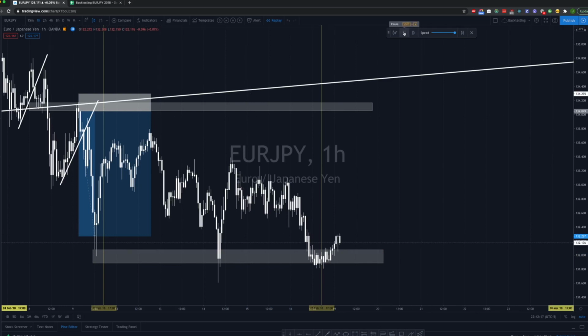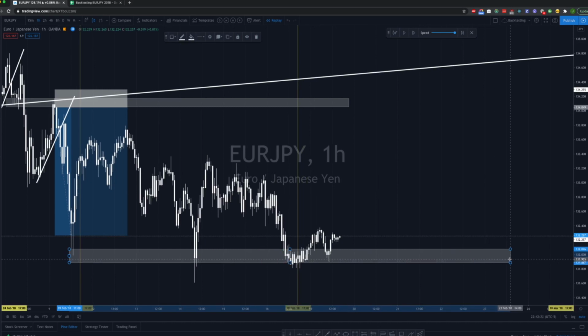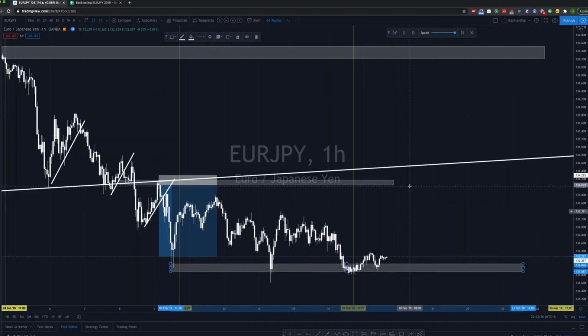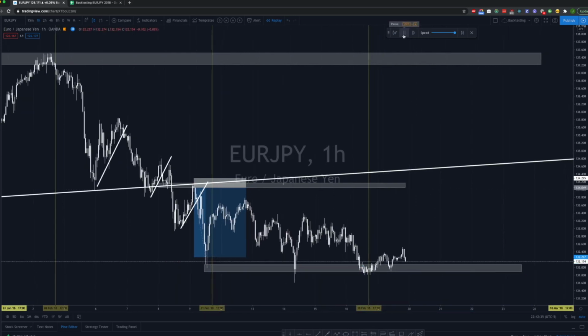Struggling to go a little bit lower, but we'll see. All right, so testing it now as support twice. I don't know, we might see price just rocket up from here, because it's just kind of consolidated and meandered to this lower zone, right? But anyway, we'll see what happens.